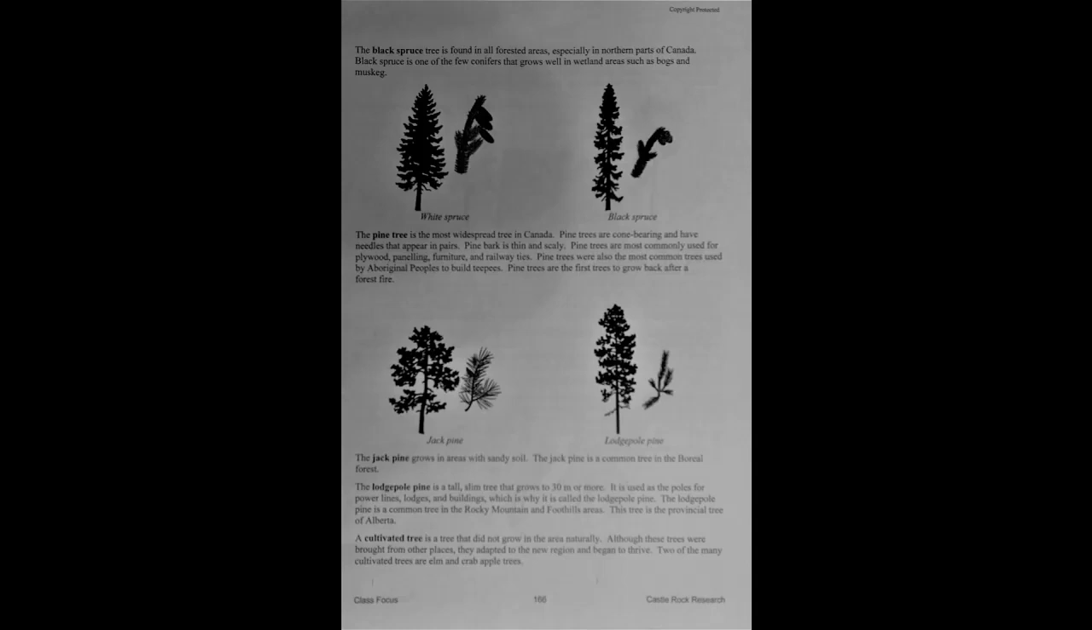A cultivated tree is a tree that did not grow in the area naturally. Although these trees were brought from other places, they adapted to the new region and began to thrive. Two of the many cultivated trees are elm and crabapple trees.